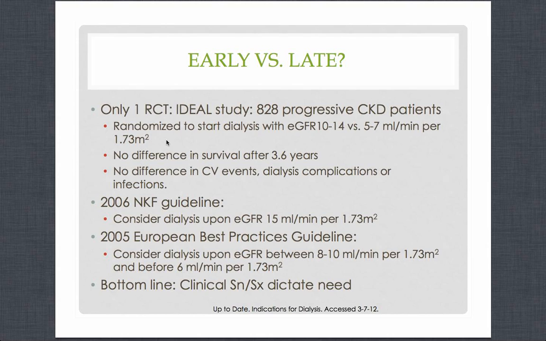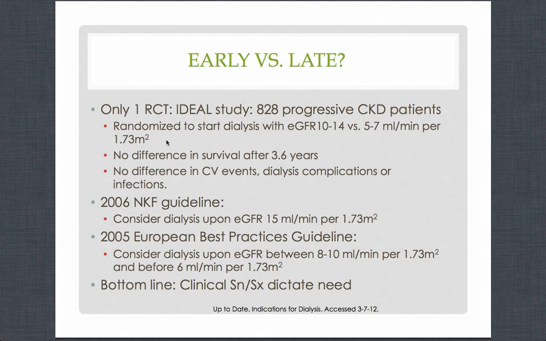This question hasn't been subjected to very many randomized controlled trials, but one was called the IDEAL study, where they randomized about 800 patients with progressive chronic kidney disease to start dialysis with a GFR between 10 and 14 versus a GFR between 5 to 7. There was no difference in survival after about 4 years, no difference in events, dialysis complications, or infections.